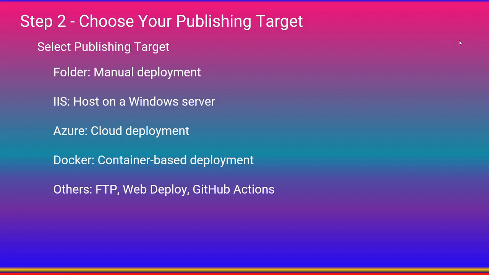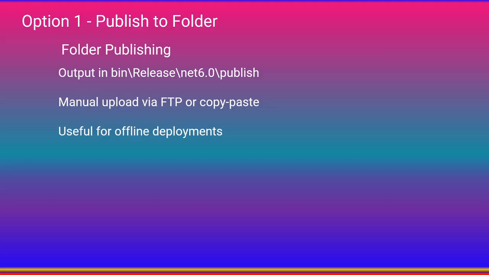Folder publishing is a great option if you want to manually deploy your application. Visual Studio will output all necessary files to a specified folder. You can then upload these files to a server using FTP or copy them to a shared network drive.